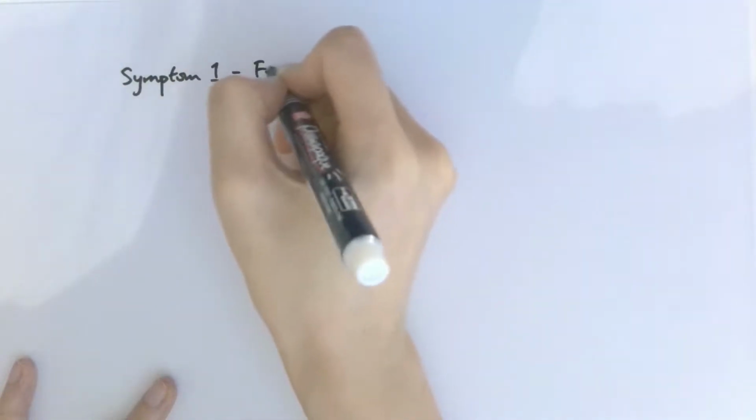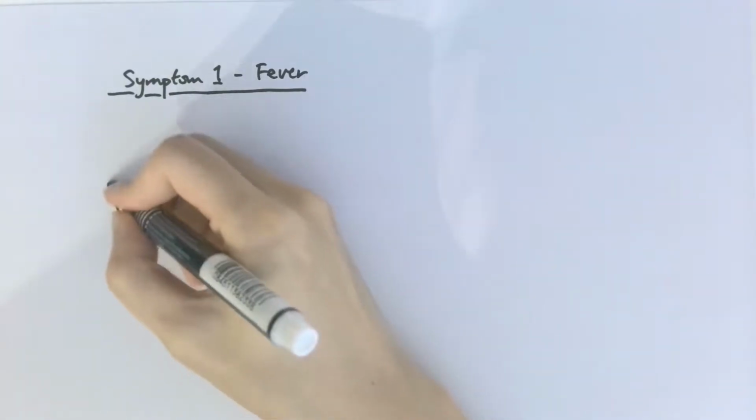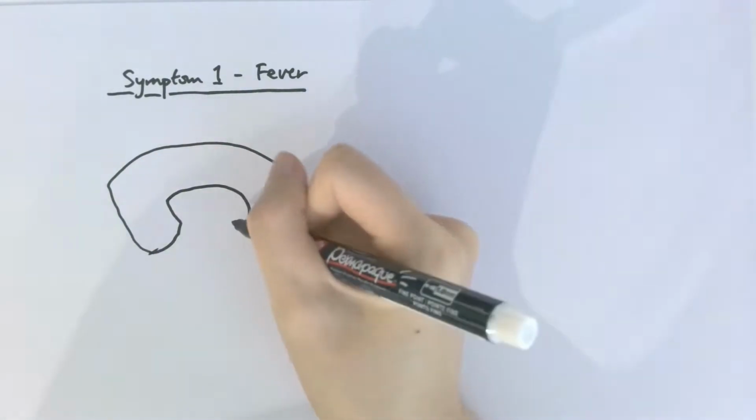Then let's talk about the symptoms. There is a range of symptoms that can be caused by COVID-19, but we'll focus on the main ones here, which are the fever, a consistent cough, and shortness of breath. Let's have a think about how these symptoms can come about. So first of all, the fever.